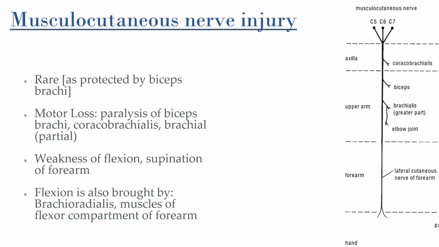Musculocutaneous nerve injury. Musculocutaneous nerve, which has the root value C5, C6 and C7, is the branch of lateral cord of the brachial plexus. Injury to musculocutaneous nerve is rare. Whenever it occurs, it results in paralysis of biceps brachii, coracobrachialis and brachialis muscle. This will result in weakness in flexion and supination of forearm. Flexion is also brought about by brachioradialis and the muscles of the flexor compartment of the forearm, and hence weakness of the flexion at elbow joint will be seen.